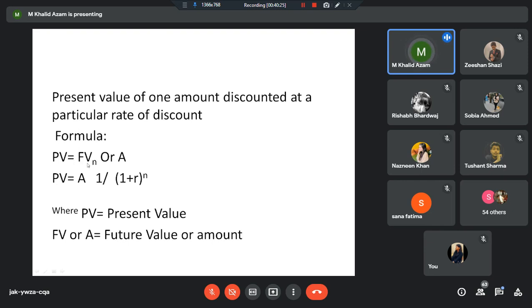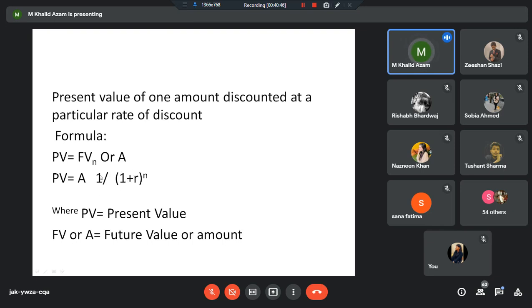And it is the future value, or a number of years, or simply we are writing A. So this is the amount. So one-time receipt you are considering. So present value, that is the amount whatever you are receiving. Now see this factor.